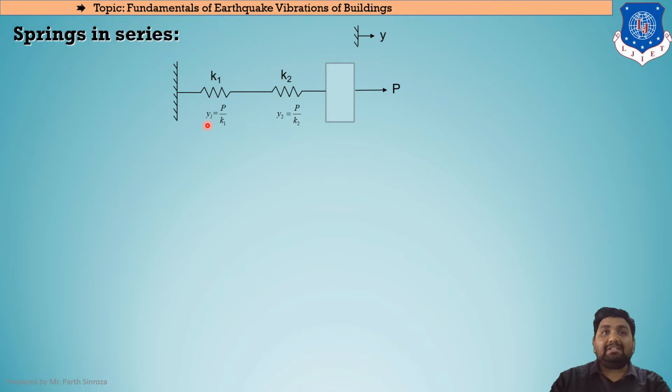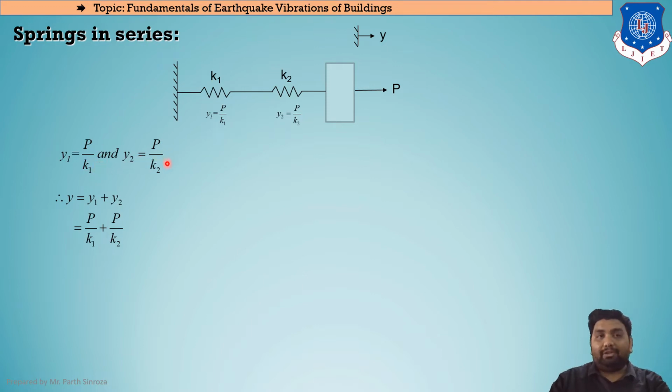Let us assume y1 is the displacement due to K1 and y2 is the displacement due to K2. To find the displacement, the equation is load upon stiffness. Clear? So y1 will be equal to P upon K1 and y2 will be equal to P upon K2. From here you get the displacement for the specific springs K1 and K2. So the total displacement y will be equal to y1 plus y2.